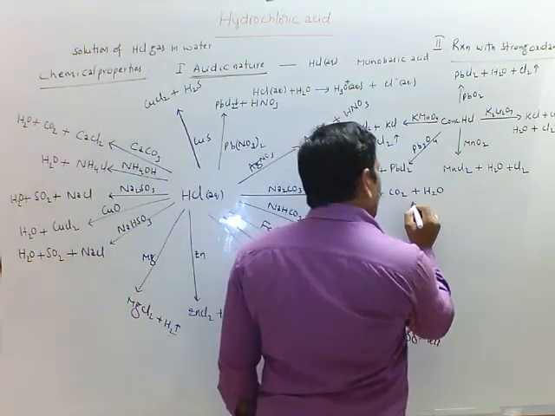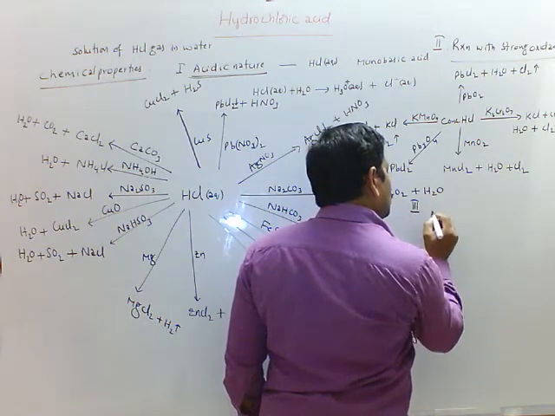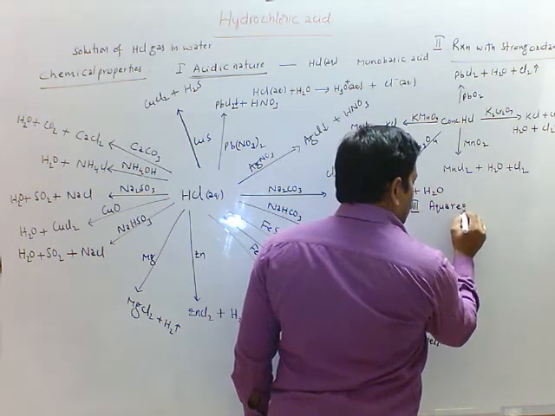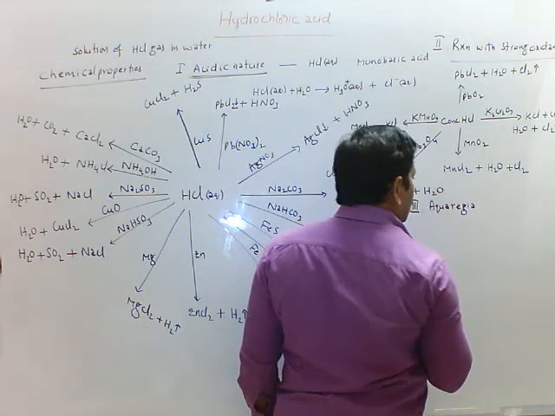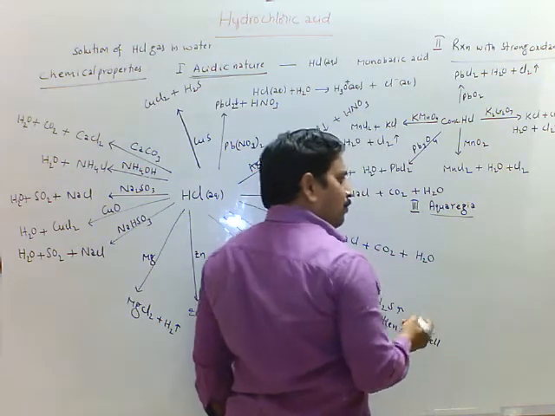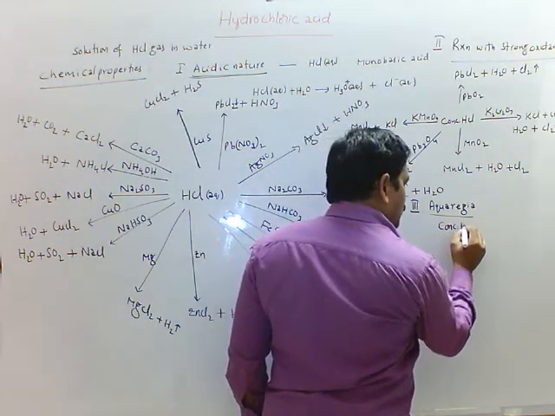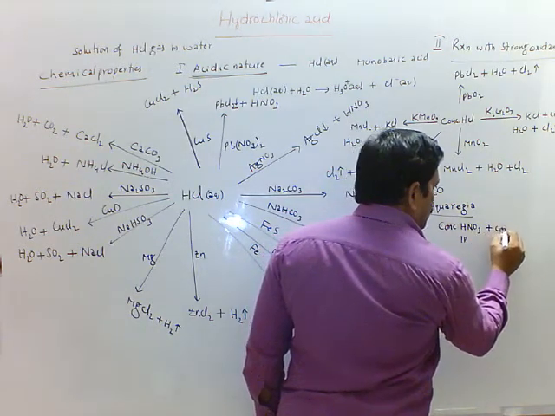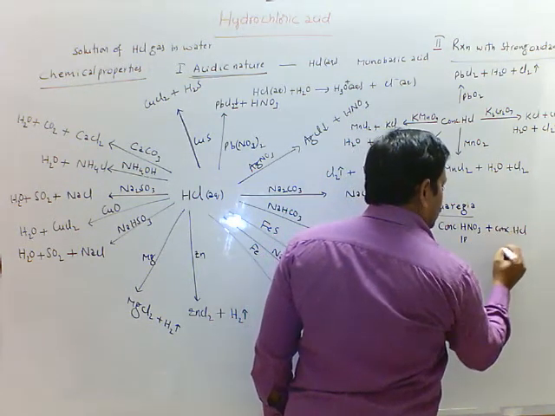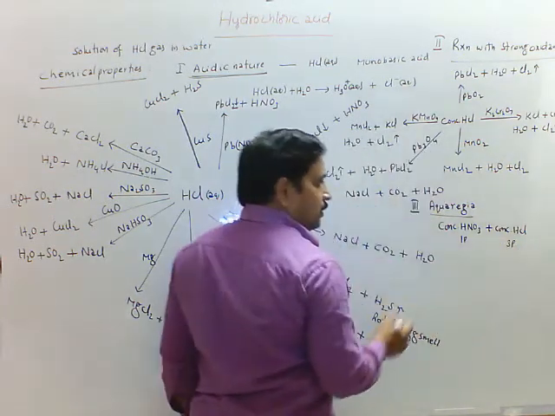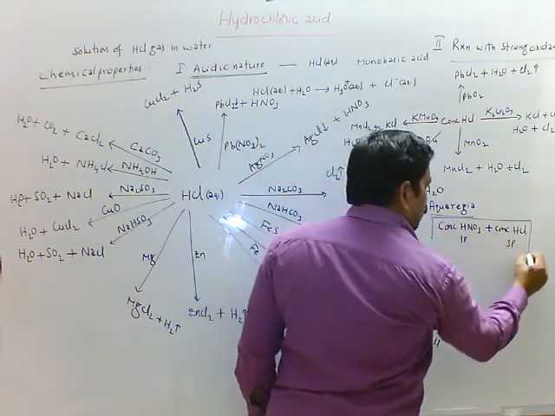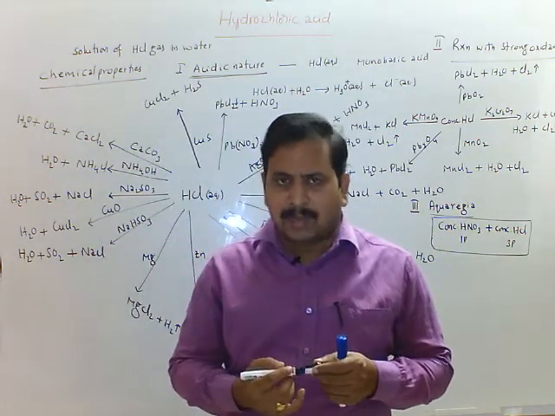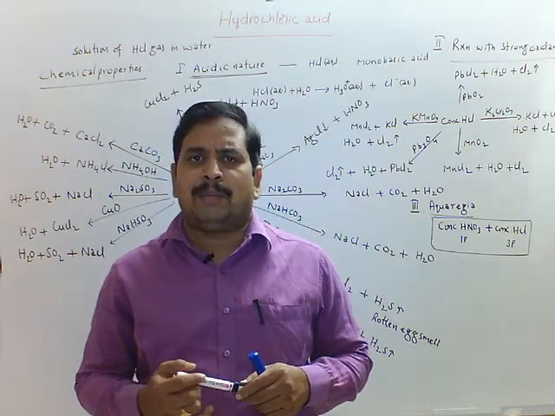Now third chemical property, aqua regia. Aqua regia is a mixture of concentrated nitric acid 1 part and concentrated hydrochloric acid 3 parts. This mixture we are called as aqua regia. Aqua regia dissolves noble metals such as platinum and gold.